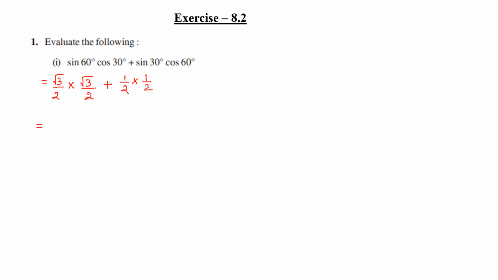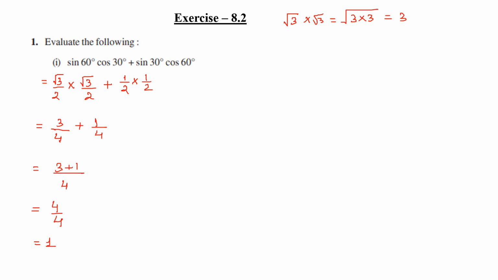Now root 3 into root 3 means it will give the value as 3. Why? Because see, root 3 into root 3, we can write it as root of 3 into 3. So it will give the value as 3. So root 3 into root 3 is 3 and 2 into 2 will give me 4 plus 1 into 1 is 1 and 2 into 2 is 4. Now both are like fractions. So just add the numerator and keep the denominator same. So it will be 4 by 4. So which will give me the value as 1. So the value for this question is 1.